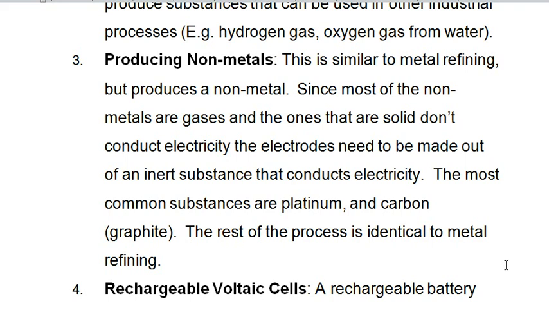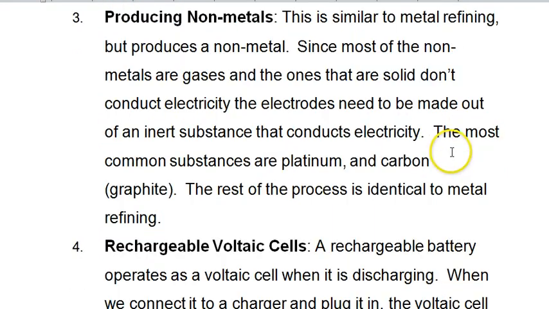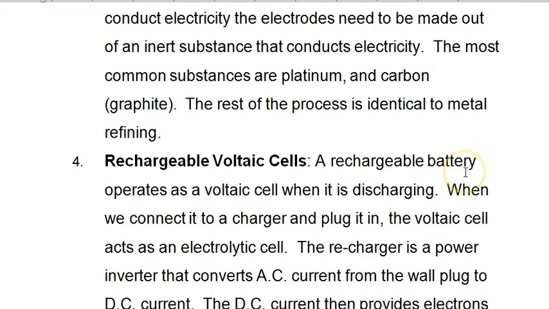So we need chlorine. Typically when we're doing nonmetals though, we can't make an electrode out of those nonmetals. They're not solid. Most of them are gas, quite a few of them are gases. So we would use, again, as I mentioned here, a carbon or a platinum electrode that conducts, but is pretty much, from a reactivity perspective, inert, so it doesn't react. And so it will conduct electricity, it will conduct the electrons, but doesn't react on its own. But the rest of the process is identical to metal refining.